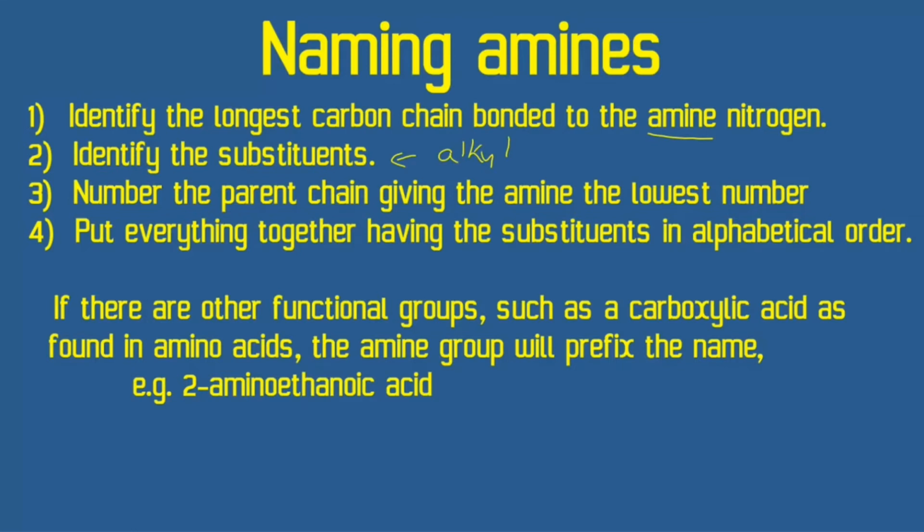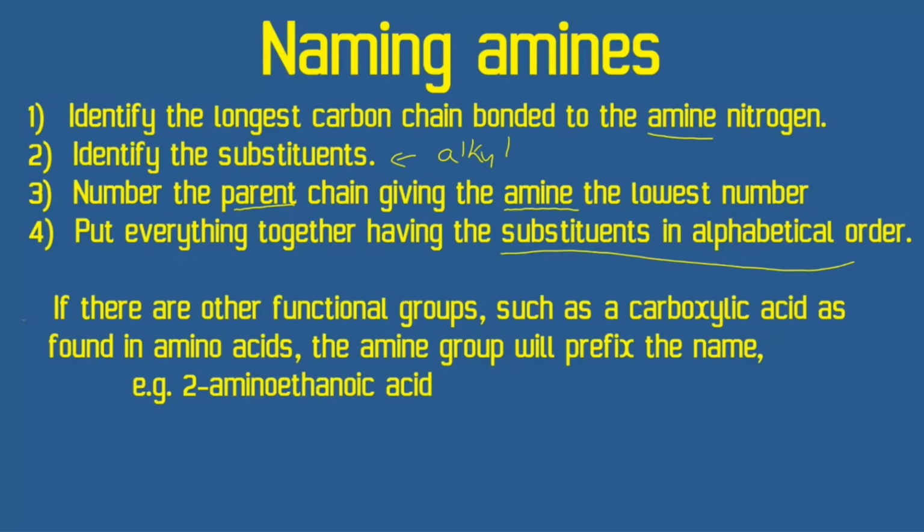Now you're going to number the parent chain. So that's the longest carbon chain we've identified in step 1. And the amine is going to take the lowest number. And then basically put all the stuff that you've worked out together, making sure that the substituents that you might have in here, methyls, ethyls or anything else that's in there, are in alphabetical order.